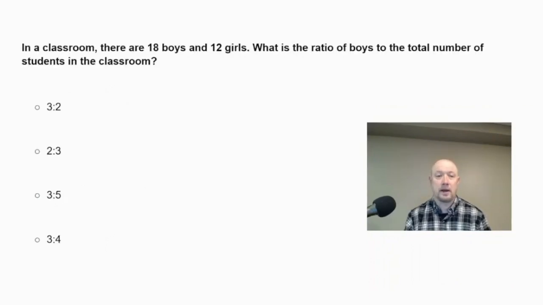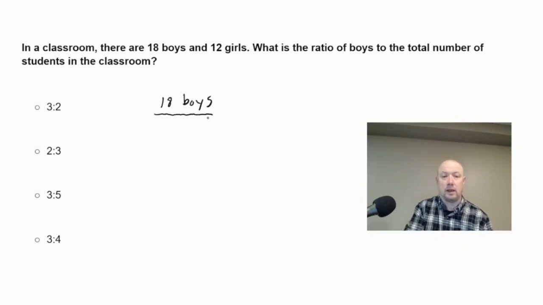In a classroom, there are 18 boys and 12 girls. What is the ratio of boys to the total number of students in the classroom? In this case here, we have 18 boys. So 18 boys is going to be the numerator in the ratio, and we want to compare that to the total number of students in the classroom. So what we want to do is add the number of boys and girls. So 18 plus 12 is 30. So we have 30, and this is for total students.